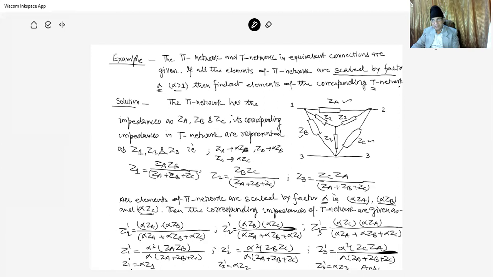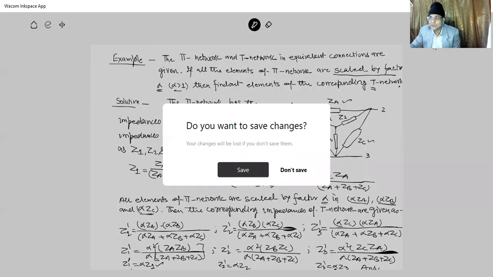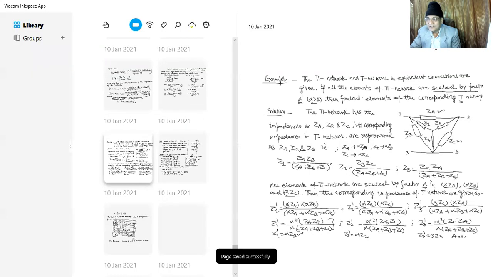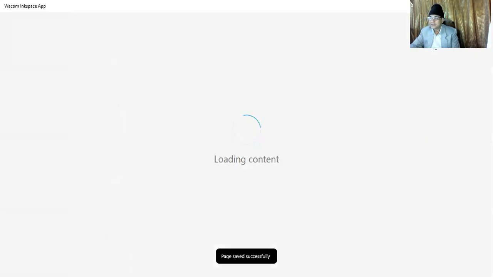So alpha is taken common. So ZA, ZB upon ZA plus ZB plus ZC. This is the original value of Z1. So Z1 dash is nothing but alpha multiplied by Z1. Similarly, Z2 dash is nothing but alpha multiplied by Z2. Solving these two expressions in two steps, Z3 dash is the same: alpha multiplied by Z3 is the answer. This is the answer.